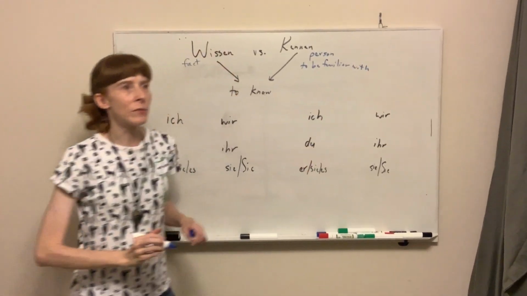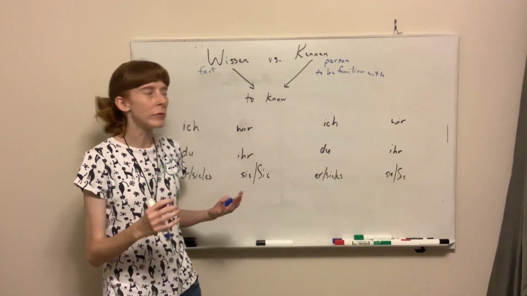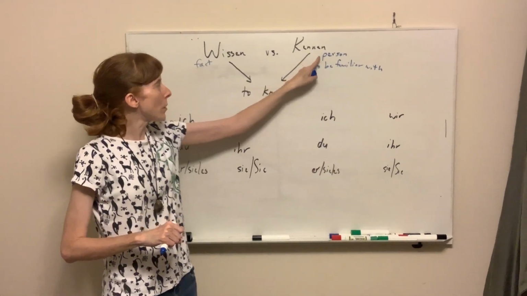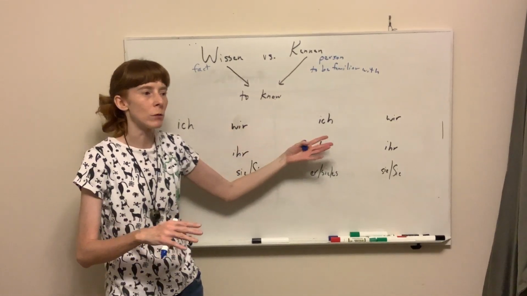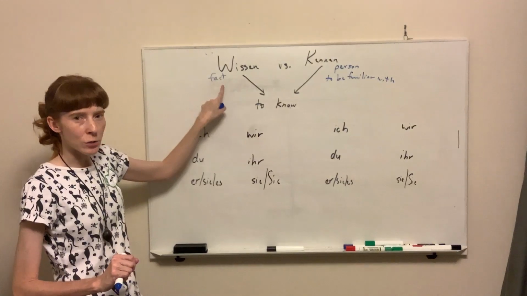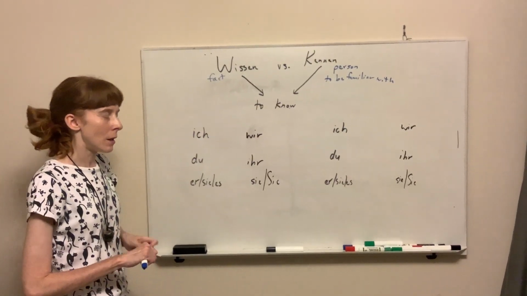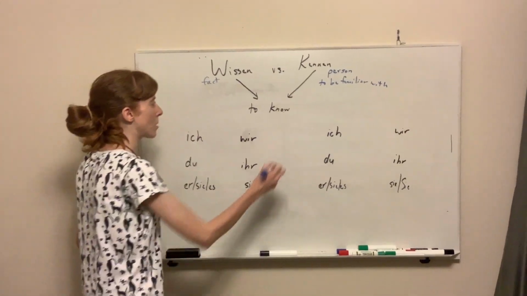So when I say to be familiar with, that could be a city or maybe a book or a movie. So knowing a person or being familiar with a person, or being familiar with a film or a movie or a city. Now, facts, Wissen is always used with facts, so I'll show you a little bit more about that later. First, we need to conjugate them.